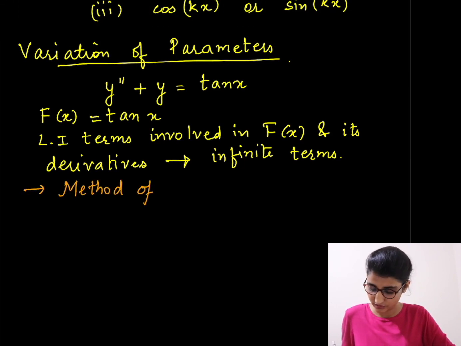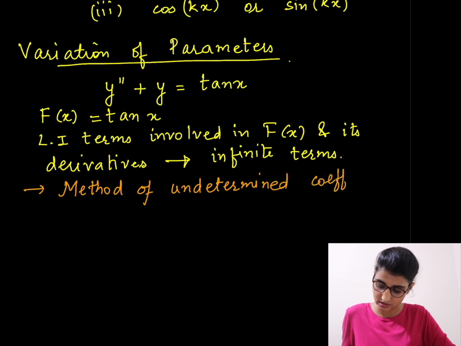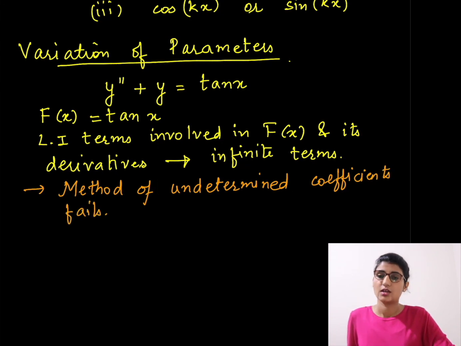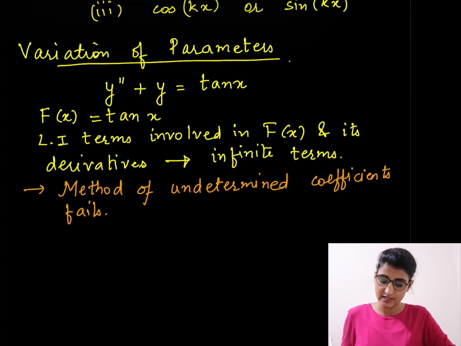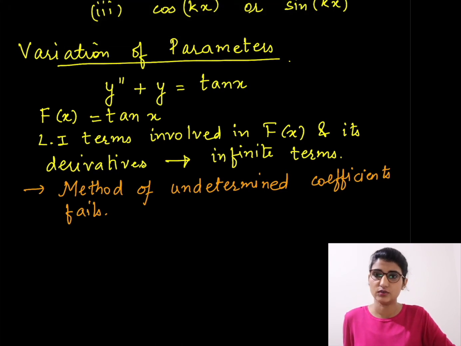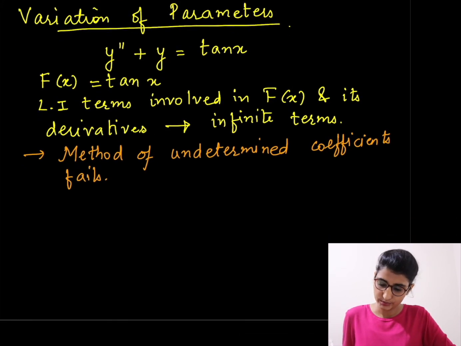So the method of undetermined coefficients fails. Then what we can do is use variation of parameters to find our particular solution. And how the variation of parameters method works, let me show you.